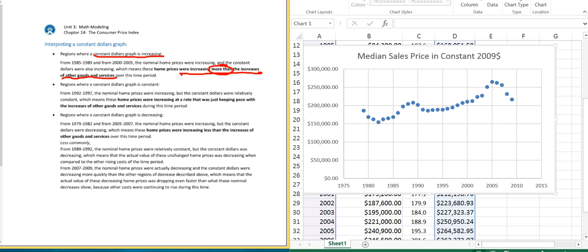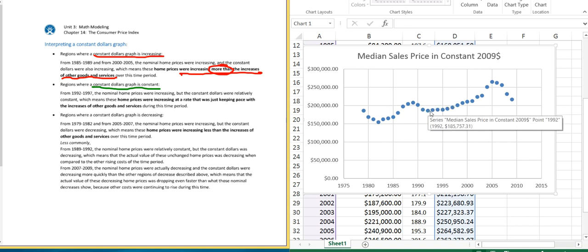All right, now regions where the constant dollars graph is relatively constant. So now we're focusing on where the constant dollars graph is relatively constant. So in the notes I say, okay, maybe from 92 to 97, somewhere in here. So in the mid-90s, the constant dollars graph was relatively constant. All right, so again, keeping in mind that home prices in reality were generally increasing, that means that the increases that were happening were just keeping pace with what other costs were doing in that time period.